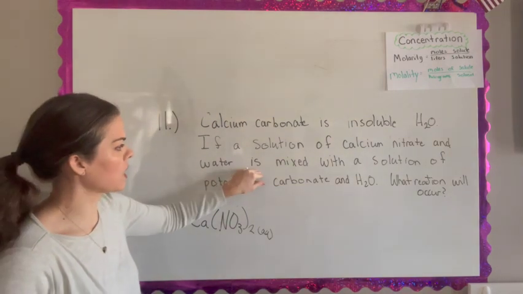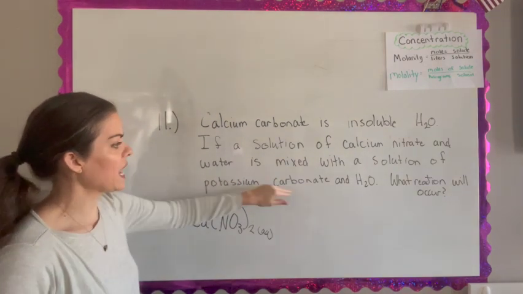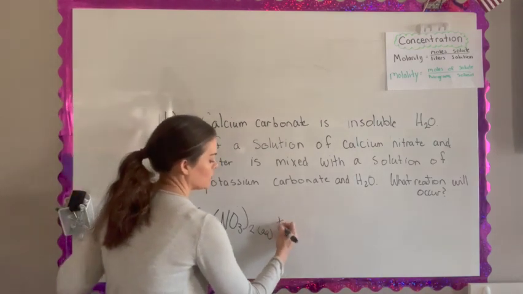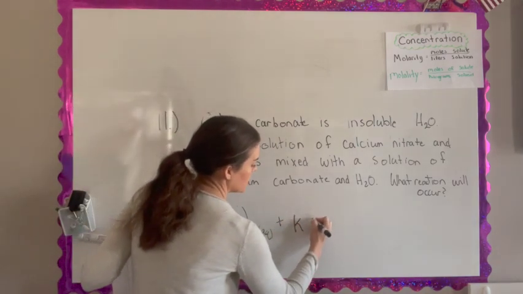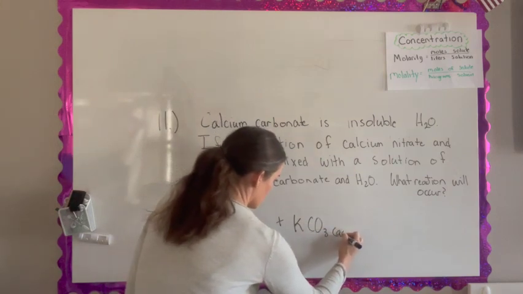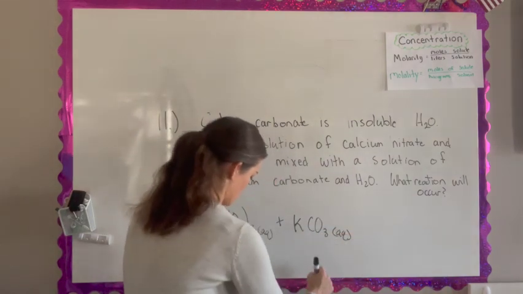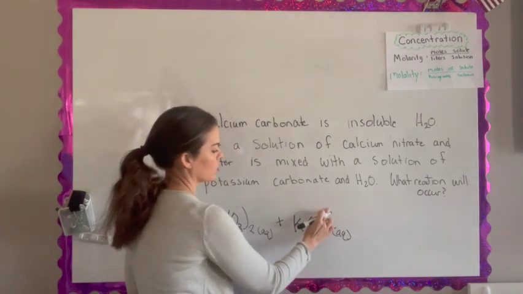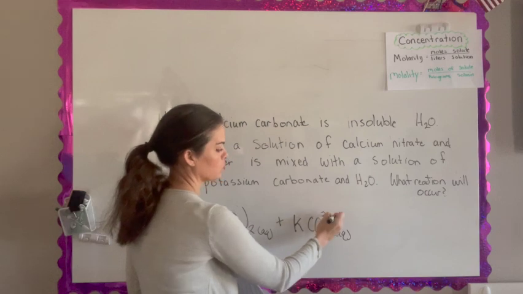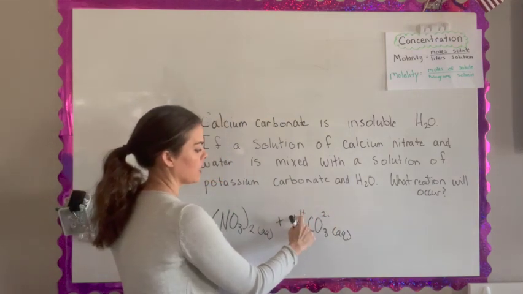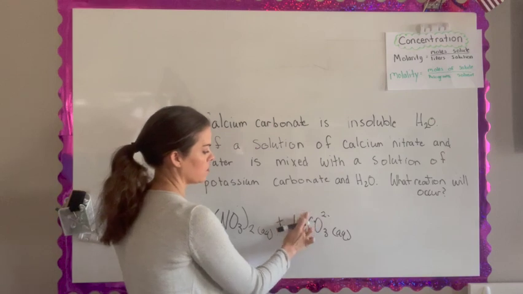And then I'm mixing it with potassium carbonate and water. So yet once again, potassium carbonate is going to be an aqueous solution. And the charge on carbonate is a 2-, and the charge on potassium, because it's in group 1A, is a 1+. So it's going to take 2 potassiums to make this compound.